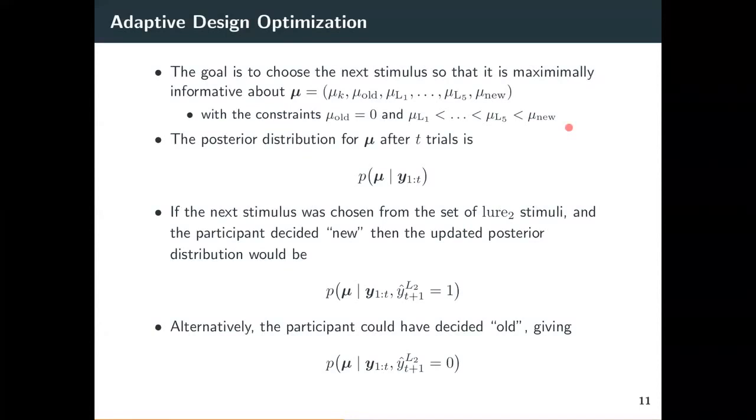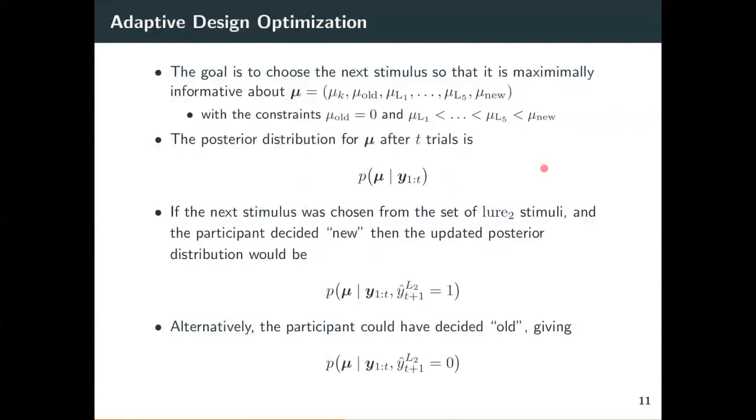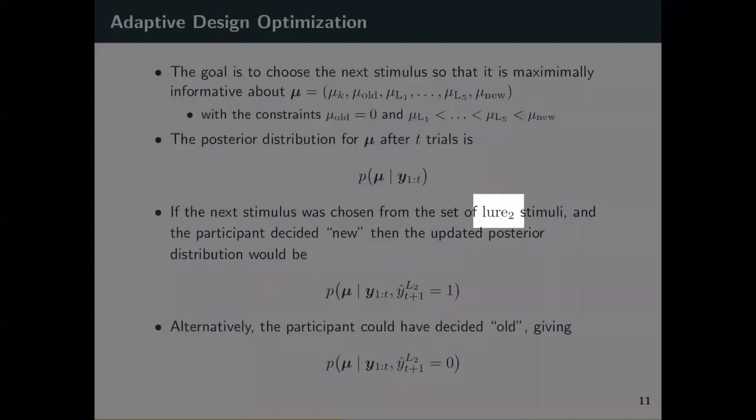And so at any point, according to the signal detection theory model, there'll be a posterior distribution for those mu that we want to know based upon the behavioral data that have been seen to the Tth trial. And then the key question asked by adaptive design optimization is, what stimulus should we present next on the T+1th trial? Suppose we presented a stimulus that was from the Lua2 category.